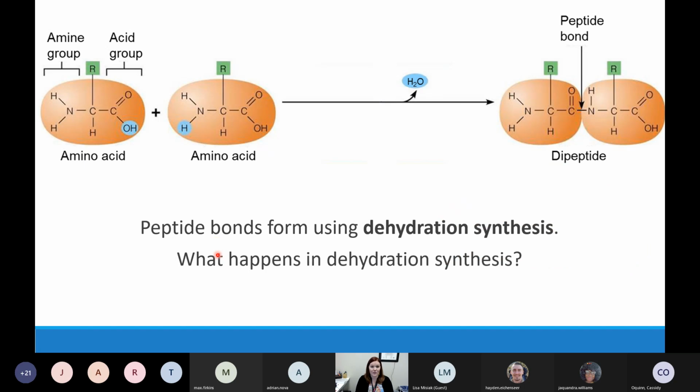The way that I build peptide bonds is using something called dehydration synthesis. Dehydration synthesis. Hey, if you are dehydrated, what's going on with you? Dehydrated is a big, long word. How might you describe it to my 5-year-old? If you're telling her, oh, you're dehydrated, here's what's going on.